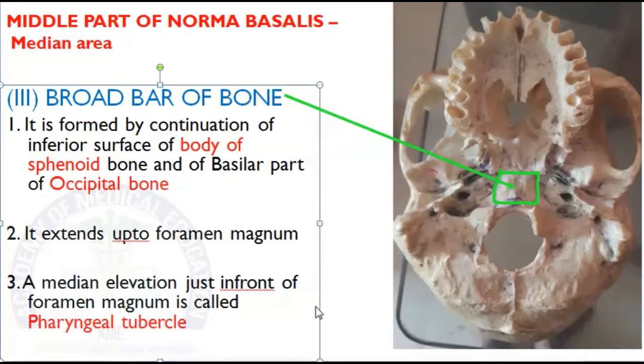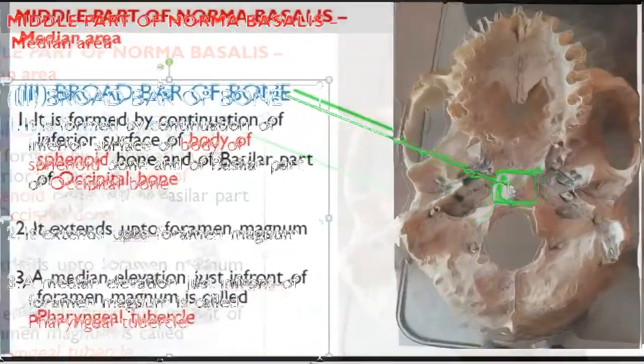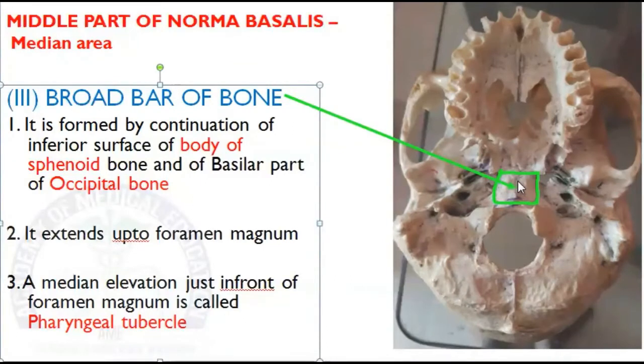The next structure in the median area is a broad bar of bone. It is formed by the continuation of the inferior surface of the body of the sphenoid bone and the basilar part of the occipital bone. It extends up to the foramen magnum. A median elevation just in front of the foramen magnum is called the pharyngeal tubercle. This is the pharyngeal tubercle, an elevation present just anterior to the foramen magnum.